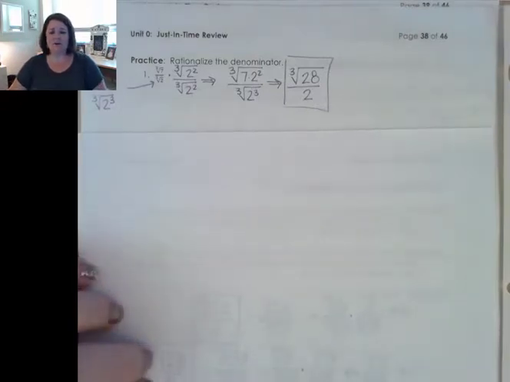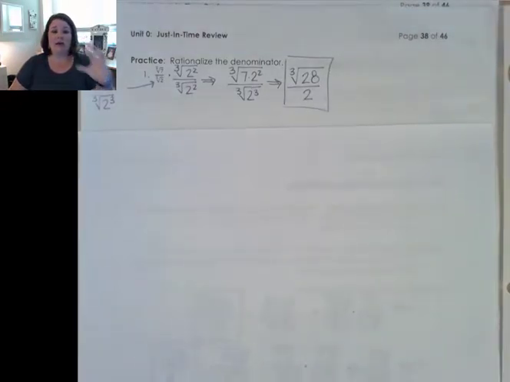Okay, so these are kind of the easy cases. The easy cases is when we just have a single radical monomial term, and all we have to do is figure out how many extra copies we need, and we multiply that on top and bottom, okay?